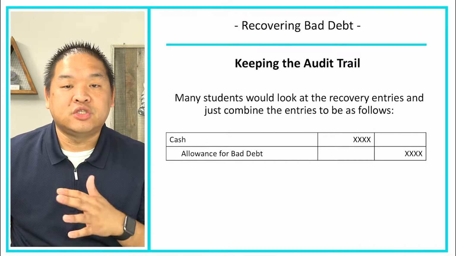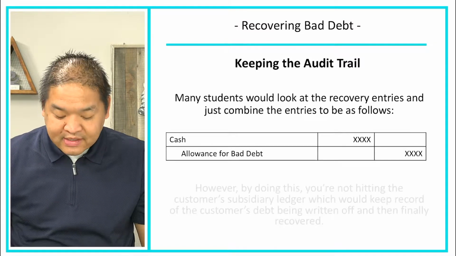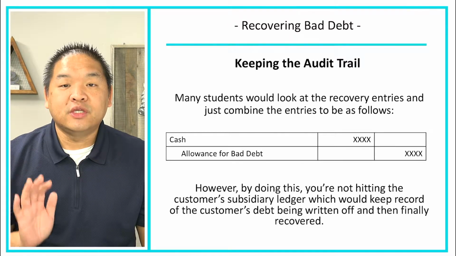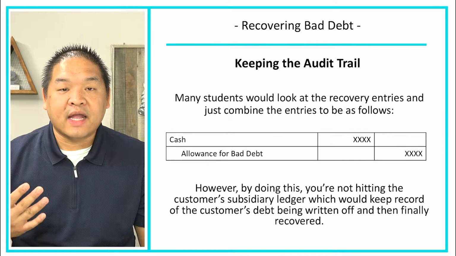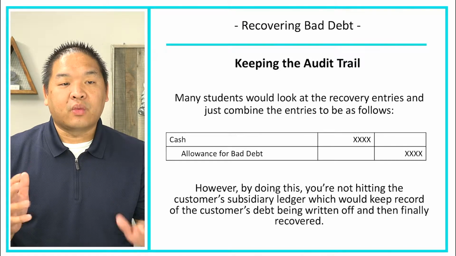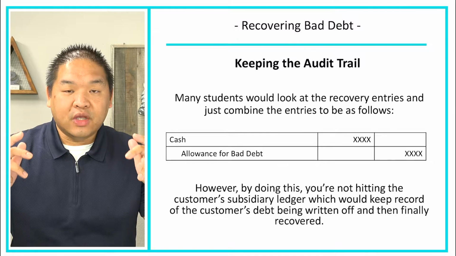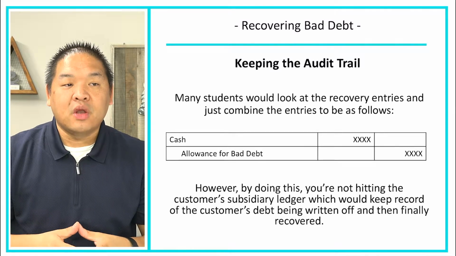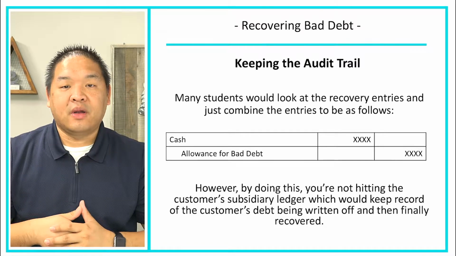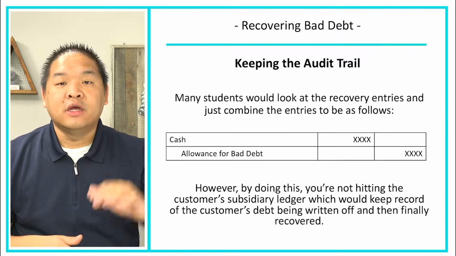The only problem with just doing this, where we debit cash and then credit the allowance to put it back in the allowance, is that by doing this, we're not actually hitting the customer's subsidiary account. So we're not actually keeping track of whether or not that customer paid, because this will bypass that. By recovering the write-off and then booking the payment like we normally do in a journal entry, we're actually creating an audit trail so that we can see that, oh, we wrote off the customer amount and then we reversed it and then the customer paid. So we can see the history.